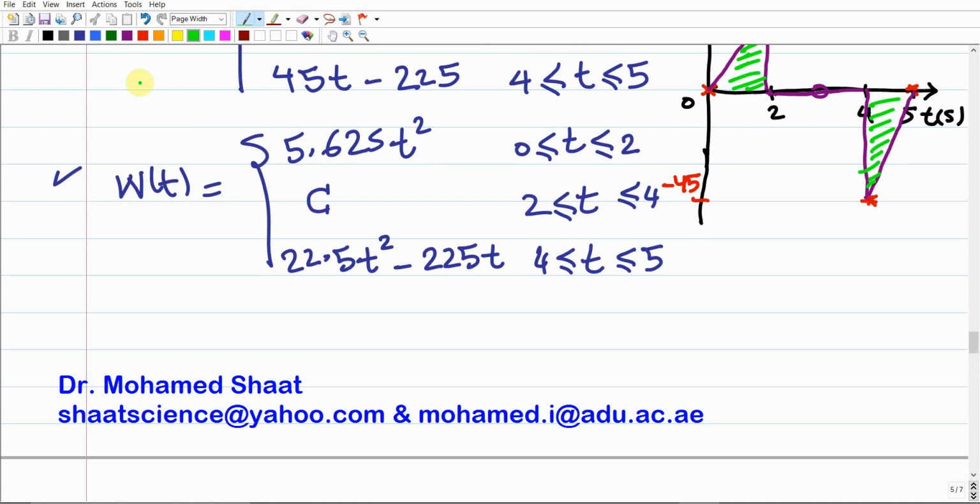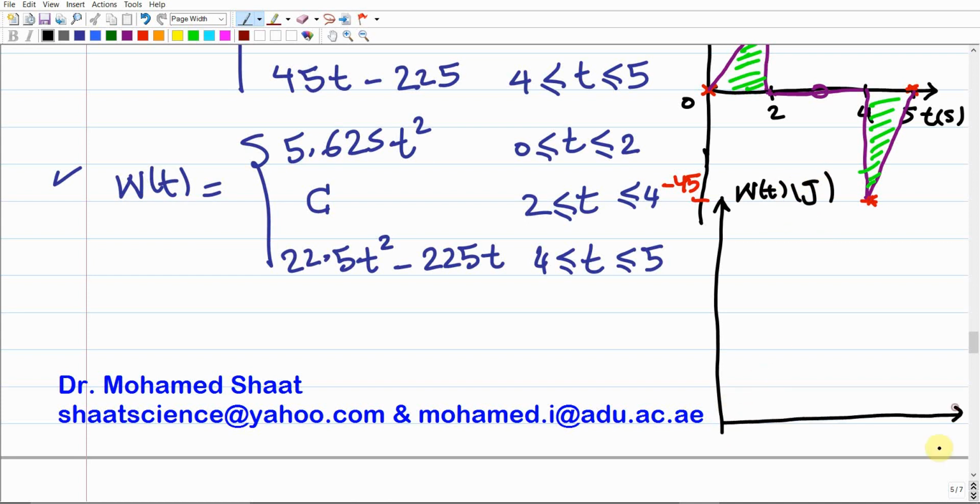So now, let us move to the plot of the energy. This is going to be the vertical axis for the energy, for the W, and the W should be in terms of joules, right? And the horizontal axis definitely is going to be the time in terms of seconds. Again, we're going to divide this into 3 time periods: from 0 to 2, 2 to 4, and 4 to 5, as already given here.